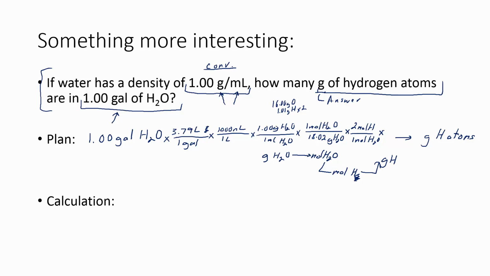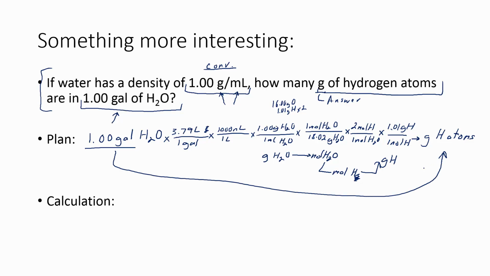And now as our last step, erase a little bit of this arrow here. And we say, from the periodic table, 1.01 grams of hydrogen for every mole of hydrogen. All right, so this is set. So we can go from gallons all the way through all of these units, eventually, to grams of hydrogen.